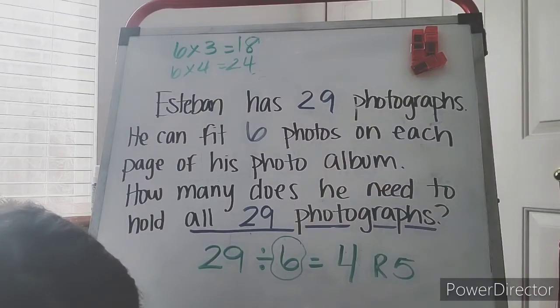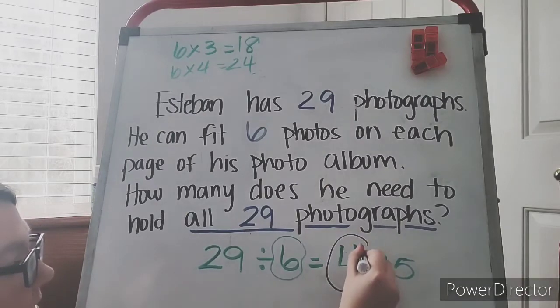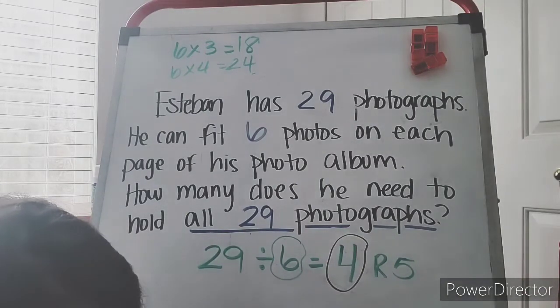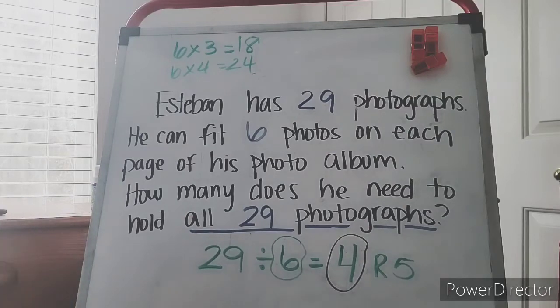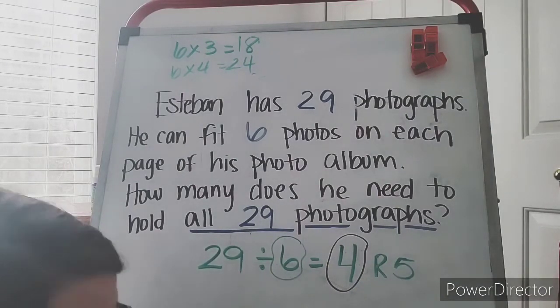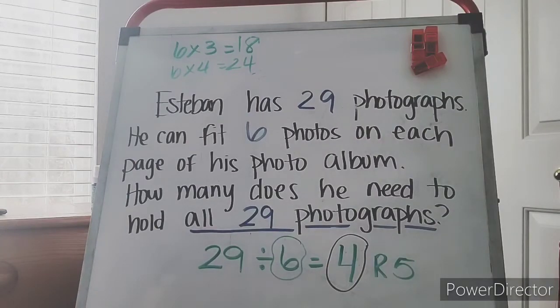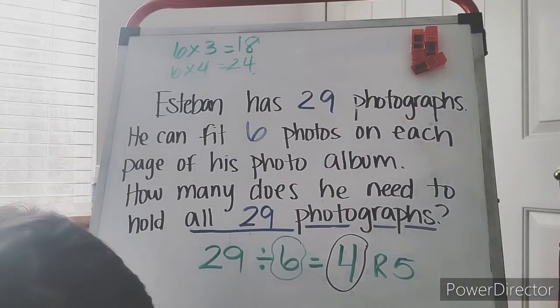So how many pages can Esteban fill? Well, he can fill 4 whole pages. So what happens with the 5 photographs he has left over, which is our remainder? What happens with our remainder? Well, he has to put them on another page, right? Because right now 24 photographs can fit on 4 whole pages, but he has 5 pictures left. He's going to have to use another page because he wants to include them in his photo album.